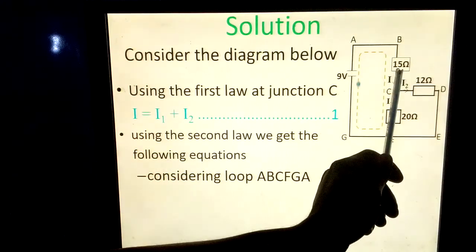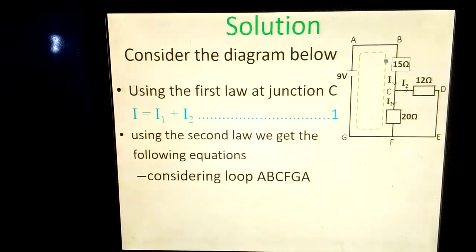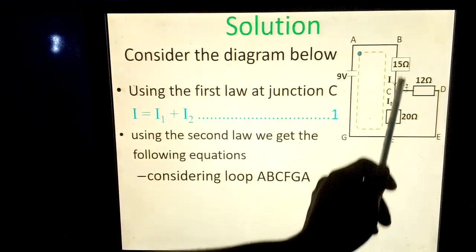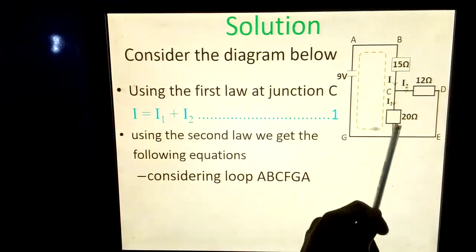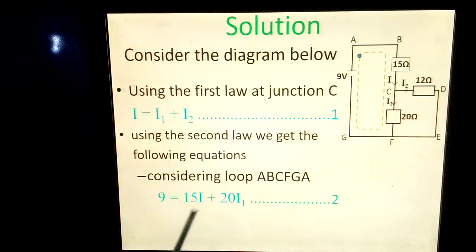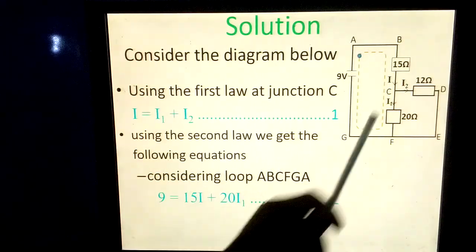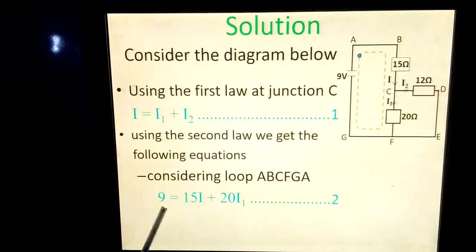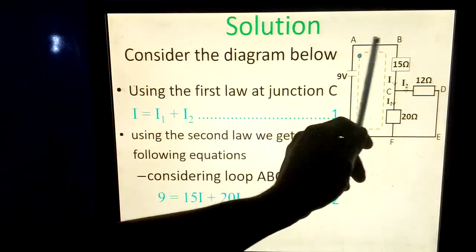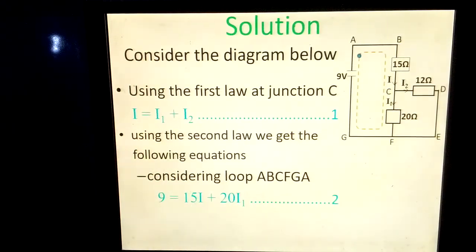There are two resistors in the loop, 15 ohms and 20 ohms. The current flowing through the 15 is I, and the current flowing through the 20 is I1. So when we apply Kirchhoff's second law to this particular loop, we get the equation 9 is equal to 15I plus 20I1. Remember, the current is delivered this way. We didn't go against the direction of any current. So the EMF is positive. The currents are also positive. Good.